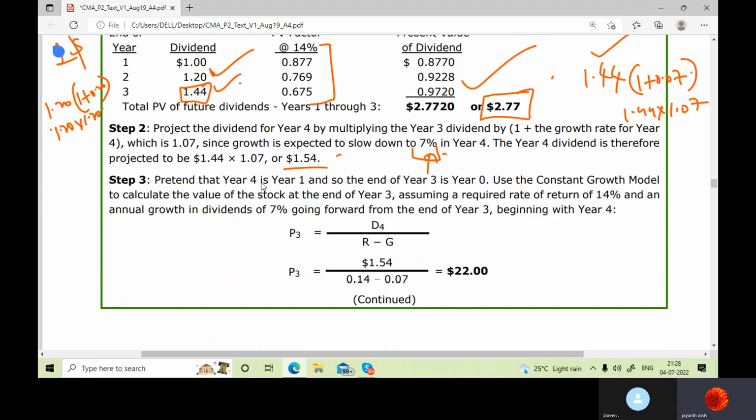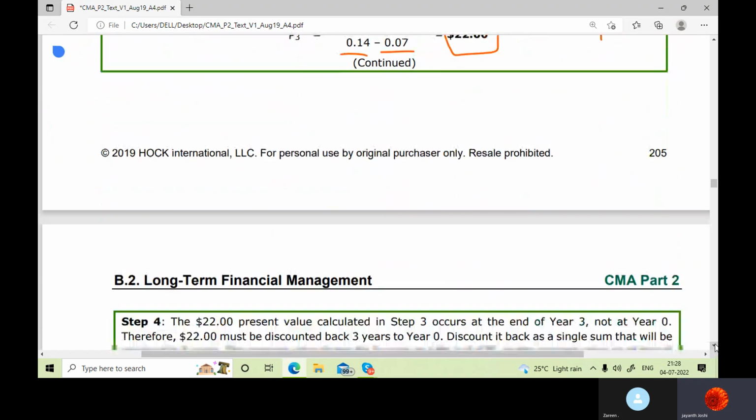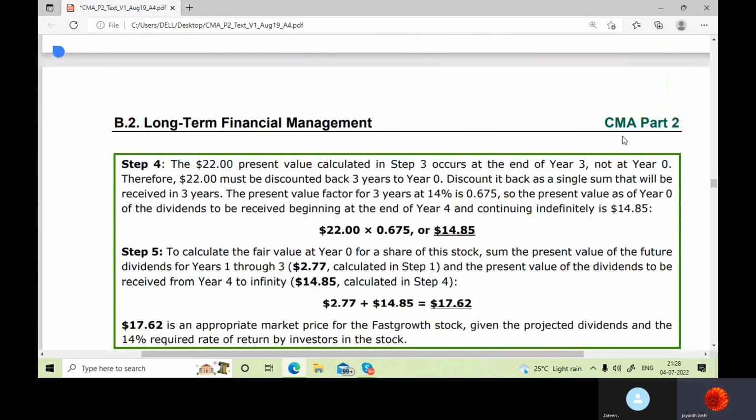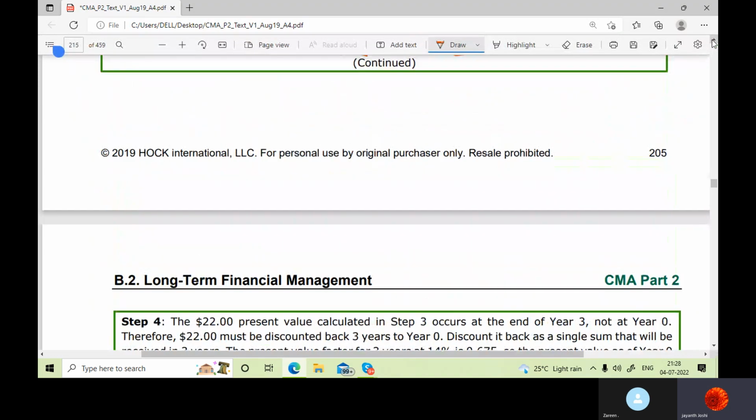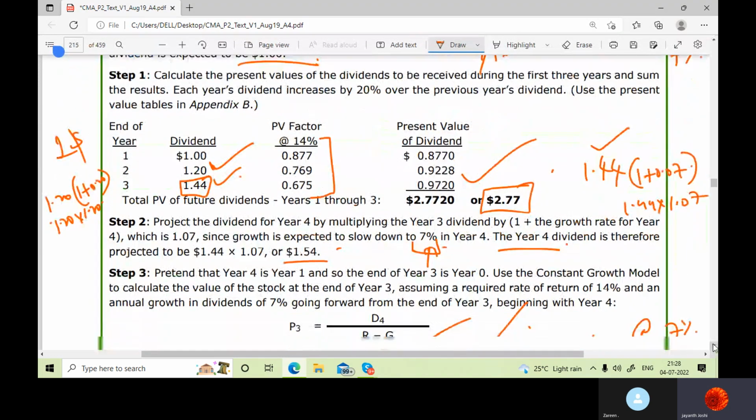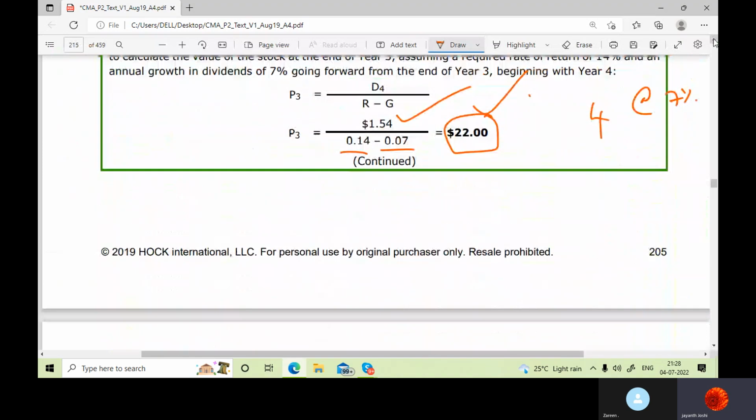Now pretend that you take the fourth year as the first year, because from the fourth year the dividend is going to grow constantly at 7%. That's why we found the fourth year dividend. The fourth year dividend divided by the required rate of return minus the growth rate gives us the stock price. Please do this. Till here you can find out. This is the stock price as of year 3.